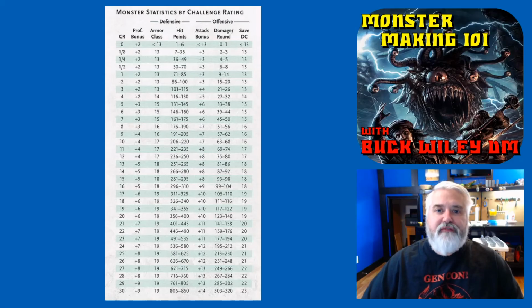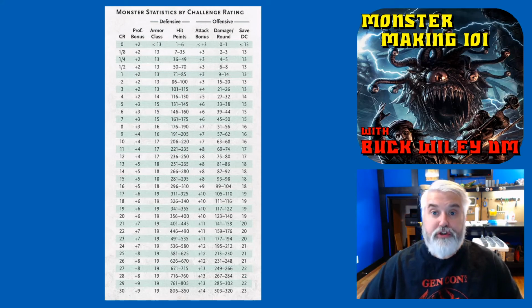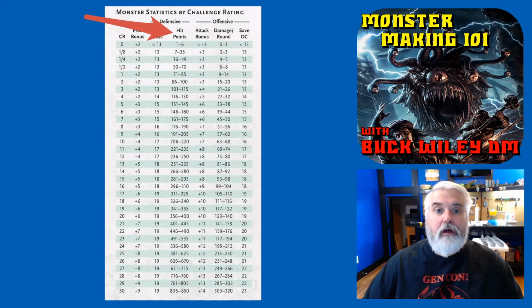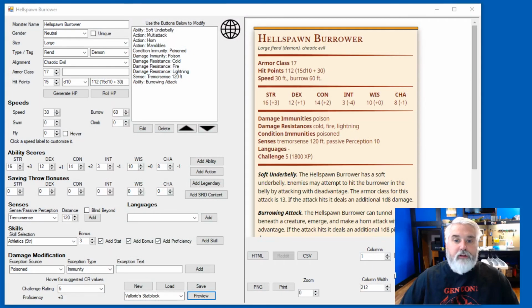So on page 274 of the Dungeon Master's Guide, you have a table called Monster Statistics by Challenge Rating. And the way you use this table is you have columns here for a defensive challenge rating and columns for an offensive challenge rating. You have to figure out what your creature's defensive and offensive challenge ratings are, take the average of those, and find out what your creature's total challenge rating is. So to use this table, we start by looking at the hit points column. Our creature, as we looked at it earlier, had 112 hit points.